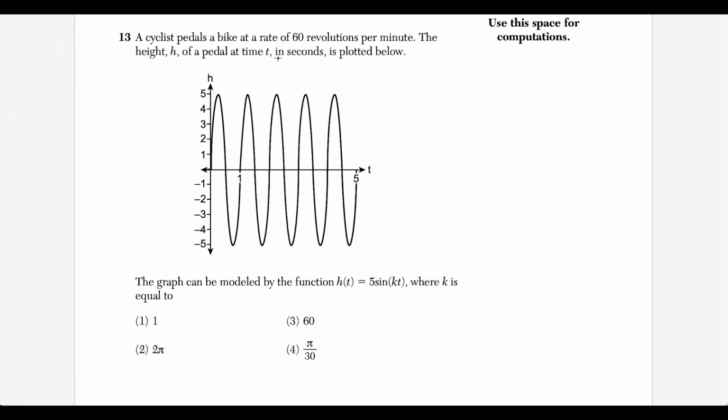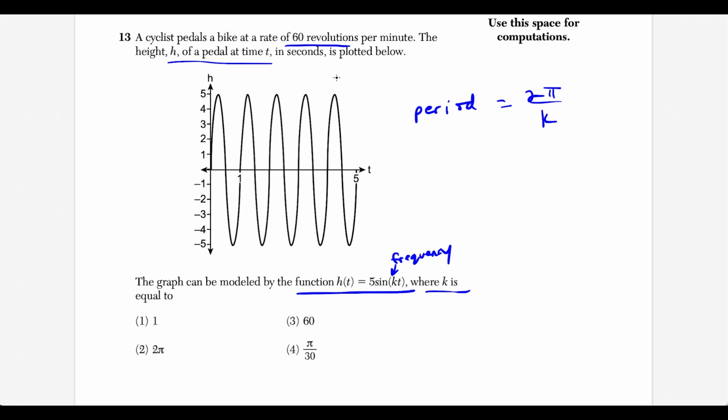So question 13, we have a cyclist pedaling at this rate, and the height h of a pedal at time t in seconds is plotted below, and the graph is modeled by this function, and we need to find what is the value of k. So for this, it helps to know that the period of a sine or cosine graph is equal to 2 pi divided by k, where k is the frequency and it's the coefficient of the variable on the inside. So this represents the frequency.